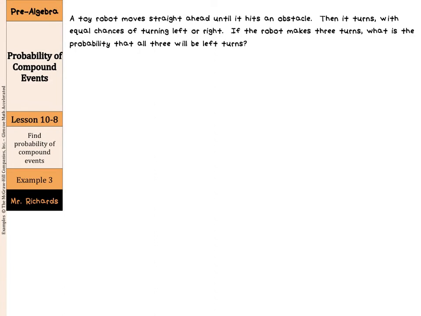Now next, find the probability of compound events. A toy robot moves straight ahead until it hits an obstacle. Then it turns, with equal chances of turning left or right. If the robot makes 3 turns, what is the probability that all 3 will be left turns? Let's use a tree diagram here to help us find this probability. We're going to have 3 turns. Turn 1, turn 2, and turn 3.